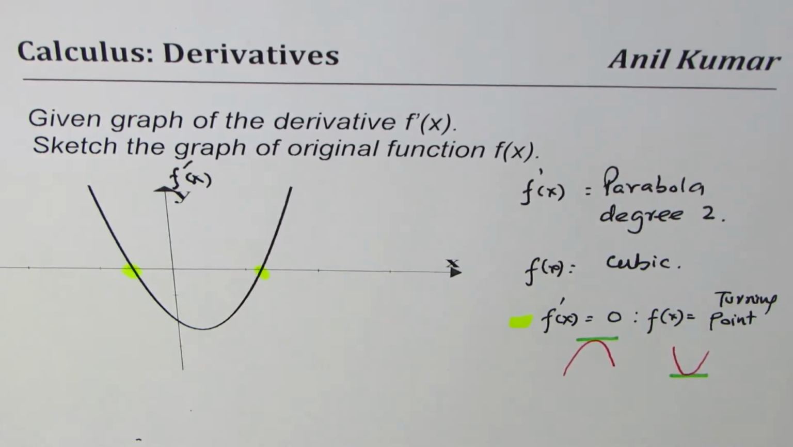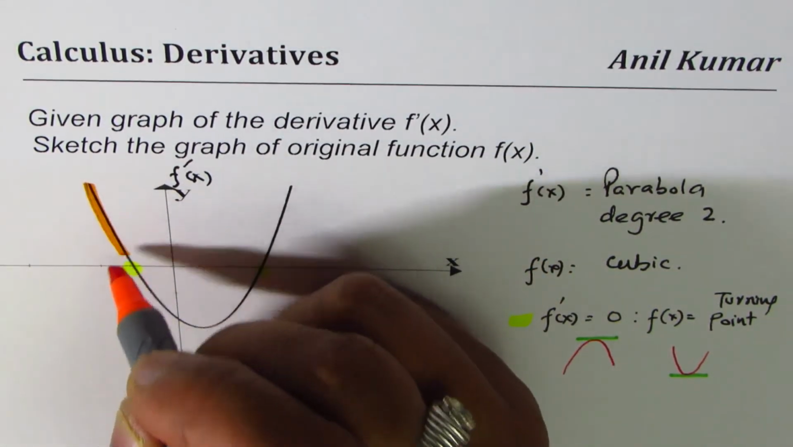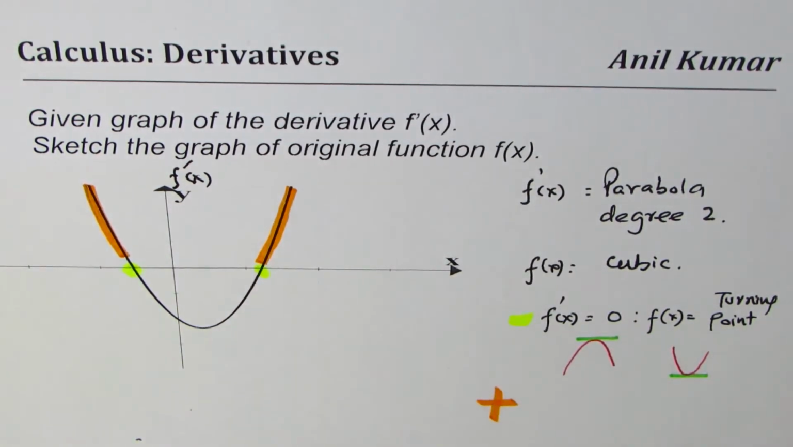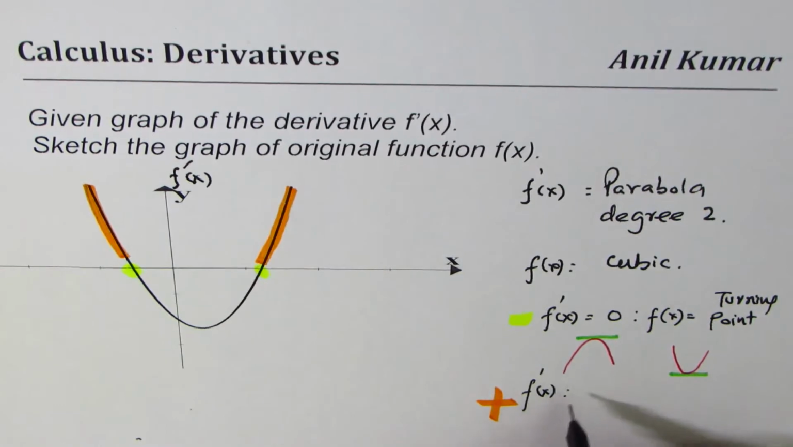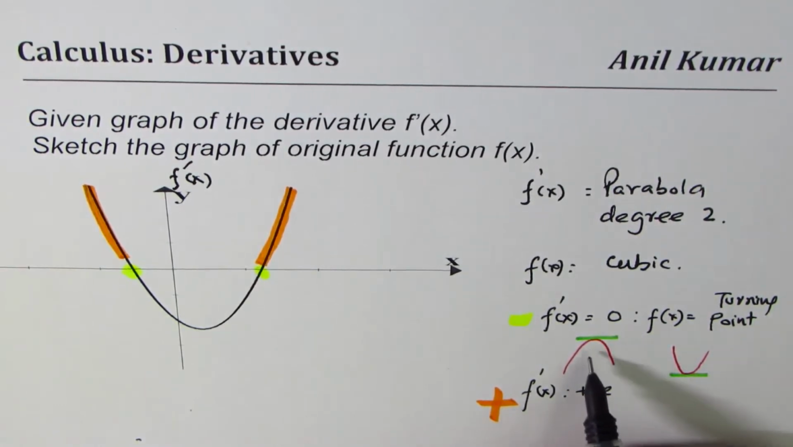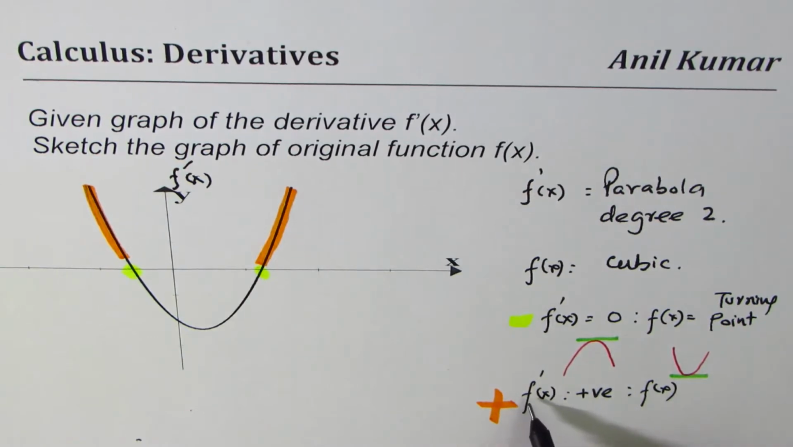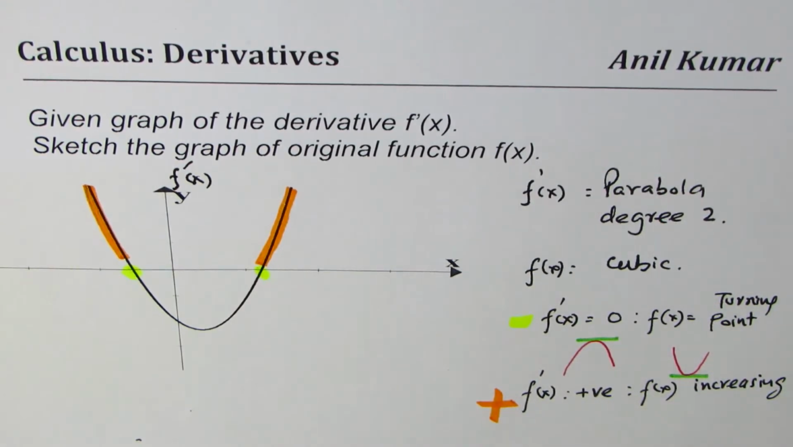The other thing is, if f dash x is positive, this is positive, this is positive, that means we are talking about a positive derivative. Zero, you understand, means a horizontal tangent line. Positive means that the slope is positive. That means f of x is increasing. Only if the function is increasing, you get a positive slope.